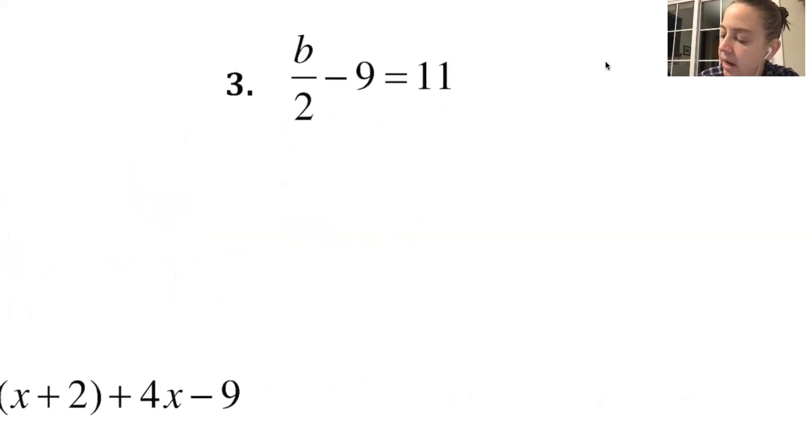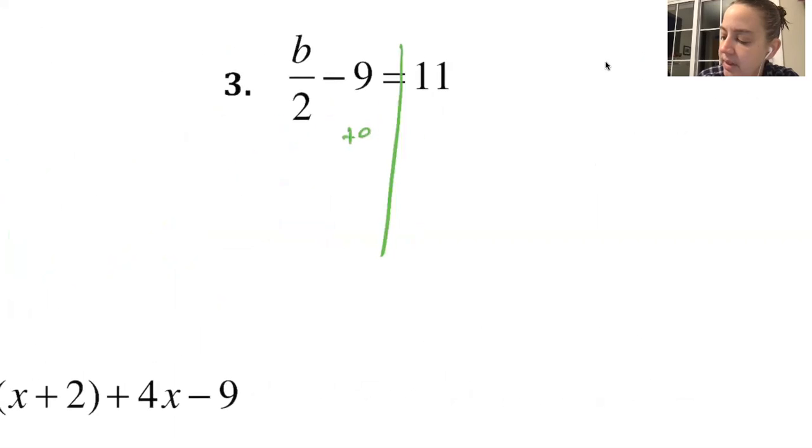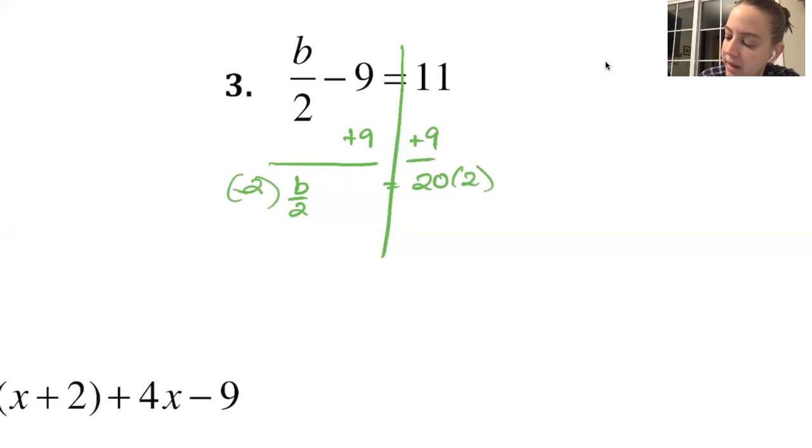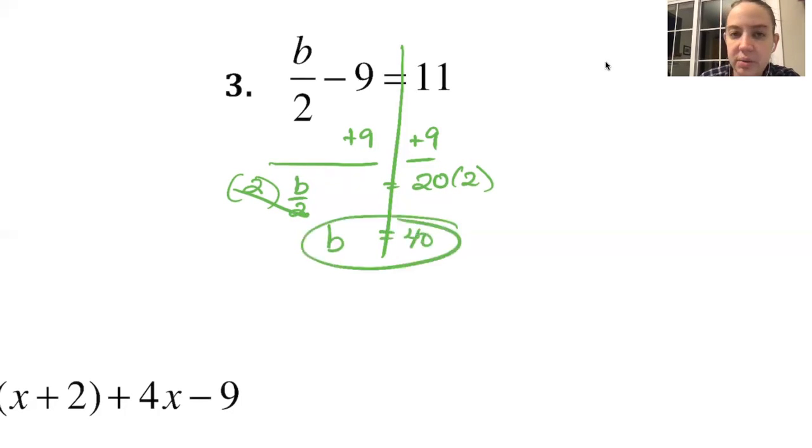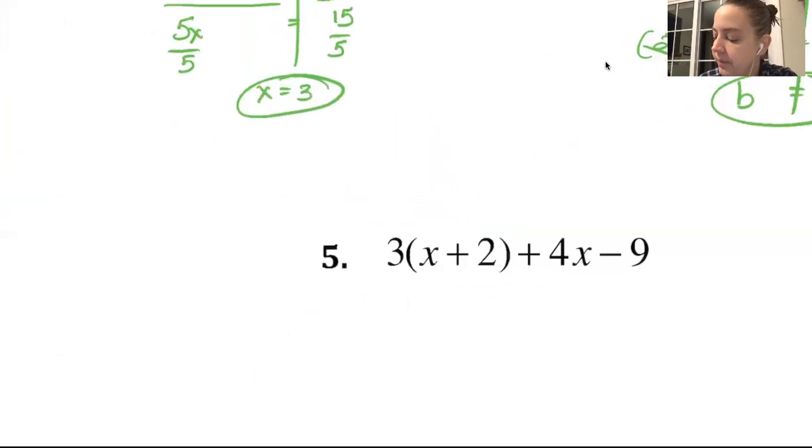In number three, I'm going to add 9 on both sides. 11 plus 9 is 20. If I have b over 2, that's b divided by 2, so I want to multiply both sides by 2. These 2's cancel out, so b is equal to 40. So those are solving two-step equations.